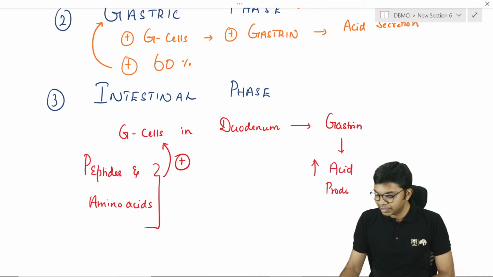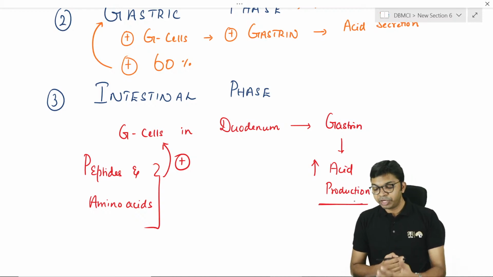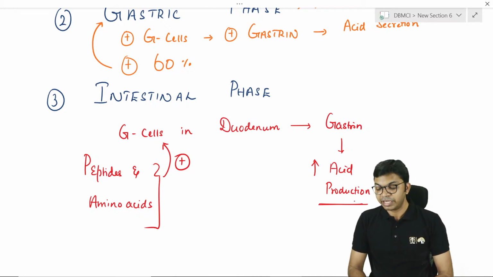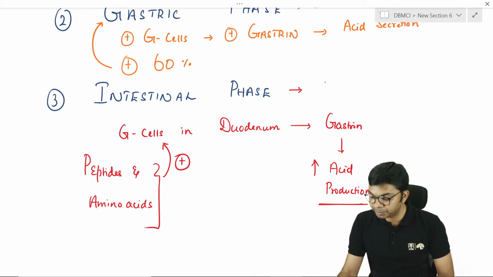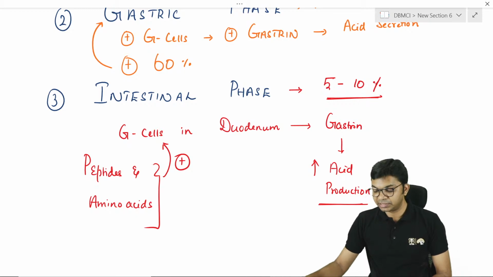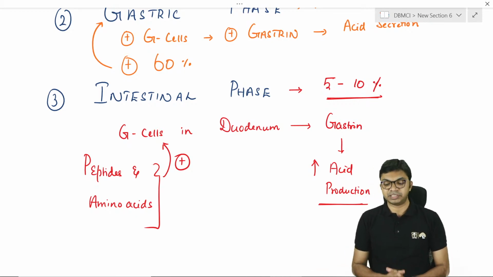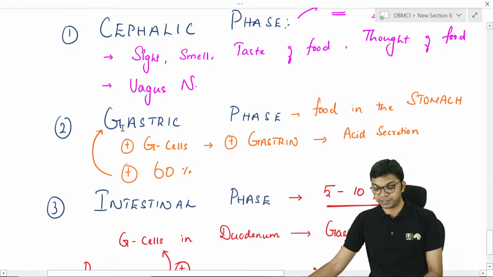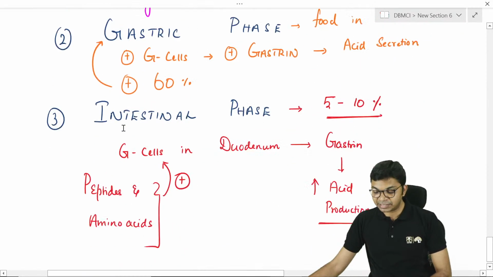So the increase in gastric acid production because of G cells getting activated in the duodenum is called the intestinal phase of acid secretion, and this ranges up to 5 to 10%. The intestinal phase of acid secretion ranges up to 5 to 10%, doctors. So these are all the three phases of acid secretion: cephalic phase, gastric phase, as well as intestinal phase. Alright, that completes our gastric acid secretion.